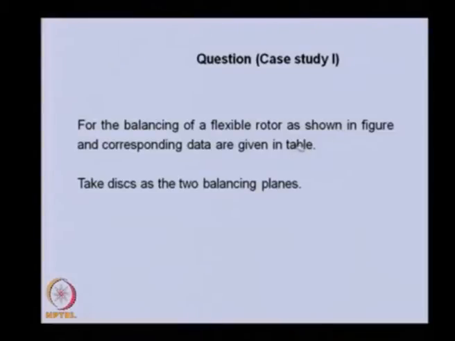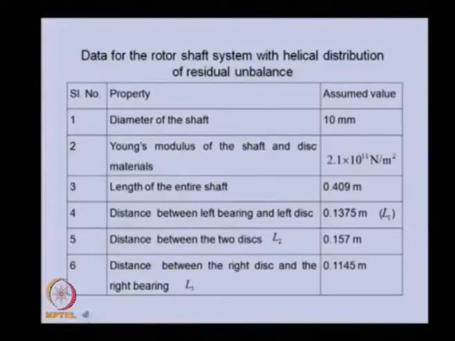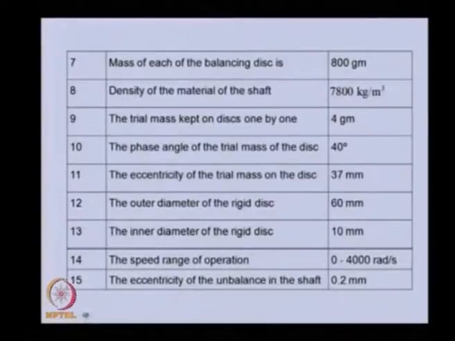So, this particular rotor is flexible and has distributed mass property, and we have tabulated various parameters of the rotor in a table. So, let us see the table. In the table, this is the diameter of the shaft, the properties of the shaft, that is Young's modulus for shaft and disc, the total length of the shaft, the distance between the bearings, the distance between two discs, and various other geometry. Apart from that, the mass property of the disc and the density of the shaft, because we are considering the distributed mass property of the shaft. This will be required in the finite element formulation.